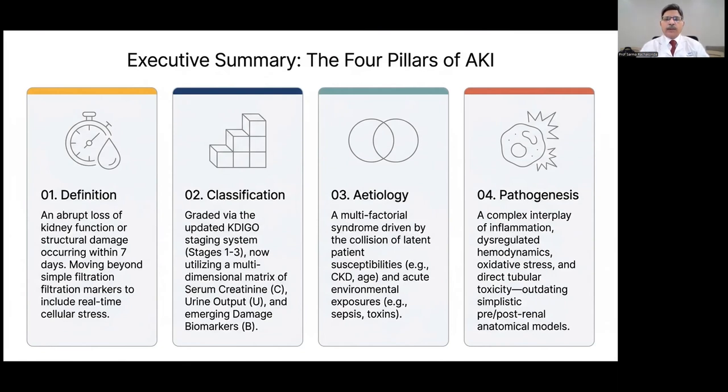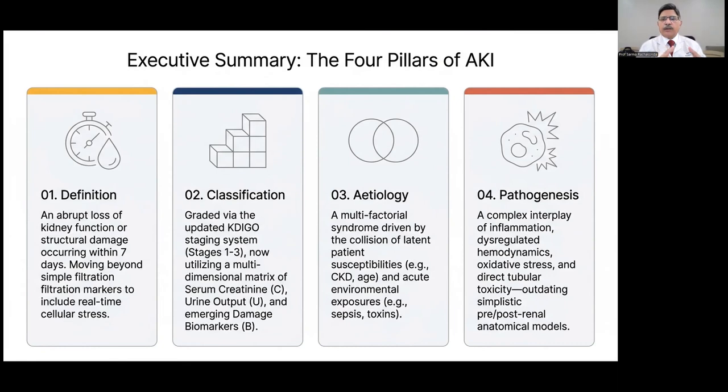Pathogenesis: it is a complex interplay of inflammation, dysregulated hemodynamics, oxidative stress, and direct tubular toxicity, outdating the simplistic pre-renal, post-renal anatomical models. Earlier, maybe around 10 years before, when I was talking on this subject, I used to classify acute kidney injury as pre-renal, post-renal, and renal. Today, that classification is outdated. We don't use that terminology.